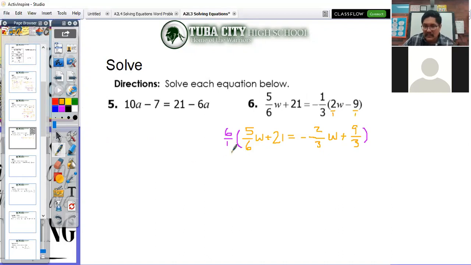Okay, now this is, again, weird, but just try to follow along. 6 times 5. So my first term is 30 over 6w plus 6 times 21. So 6 times 2 is 12. 1 times 6 is 6 equals, and let's go ahead and do this part here. So 6 times 2 is 12. And bottom number is 3 plus 6 times 9 is 54, I think.